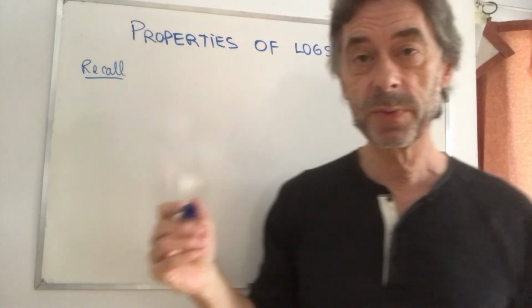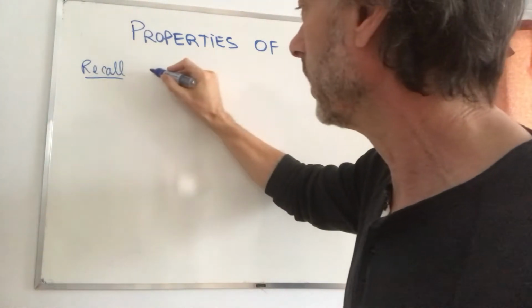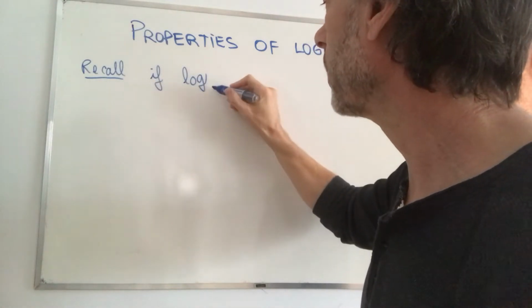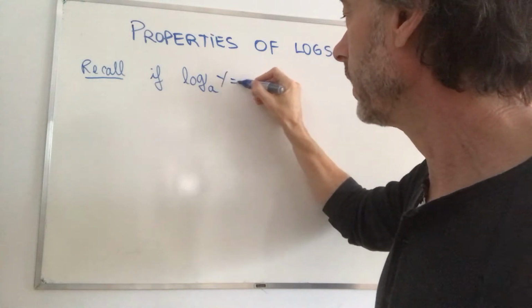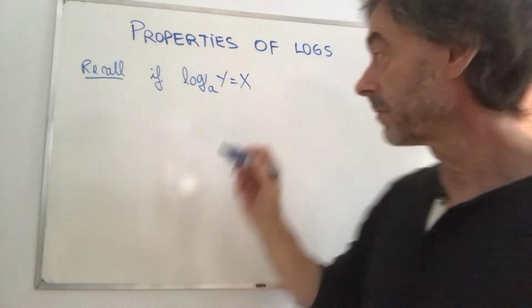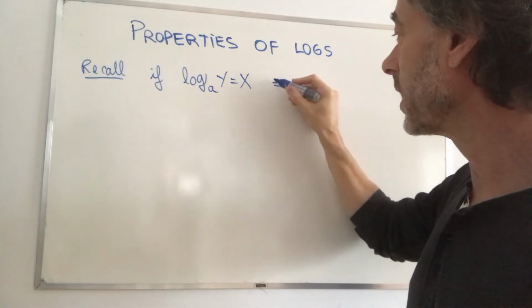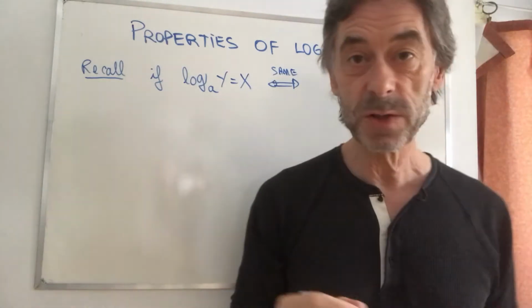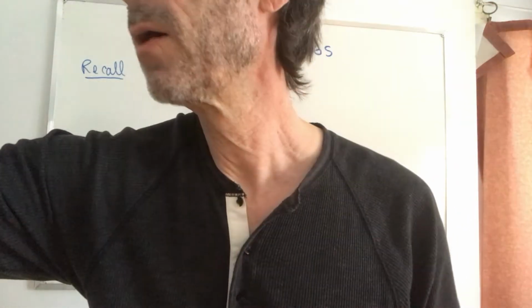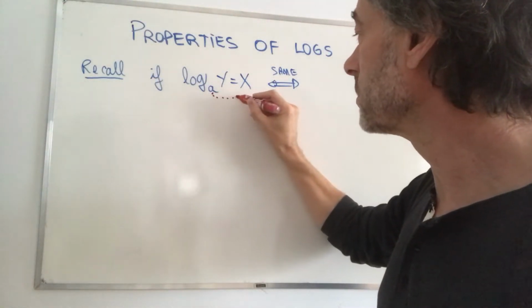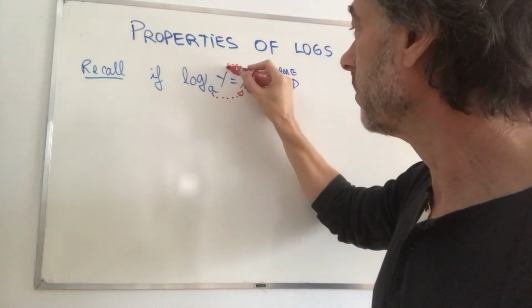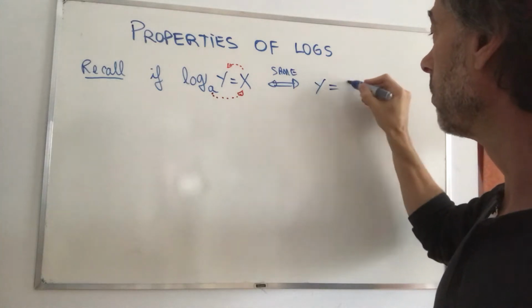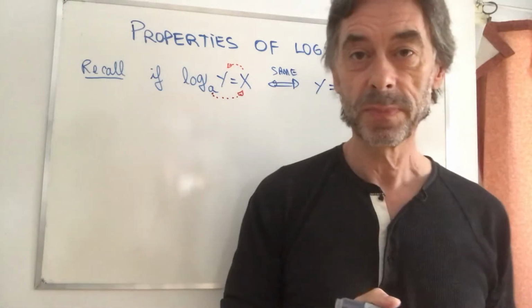The fundamental connection between logs and exponentials is important, so we will say that if log base a of y equals x, this shall be the same as what? Remember the little way we had in previous videos? This to the power of that is equal to this. So it's the same as y equals a to the x.